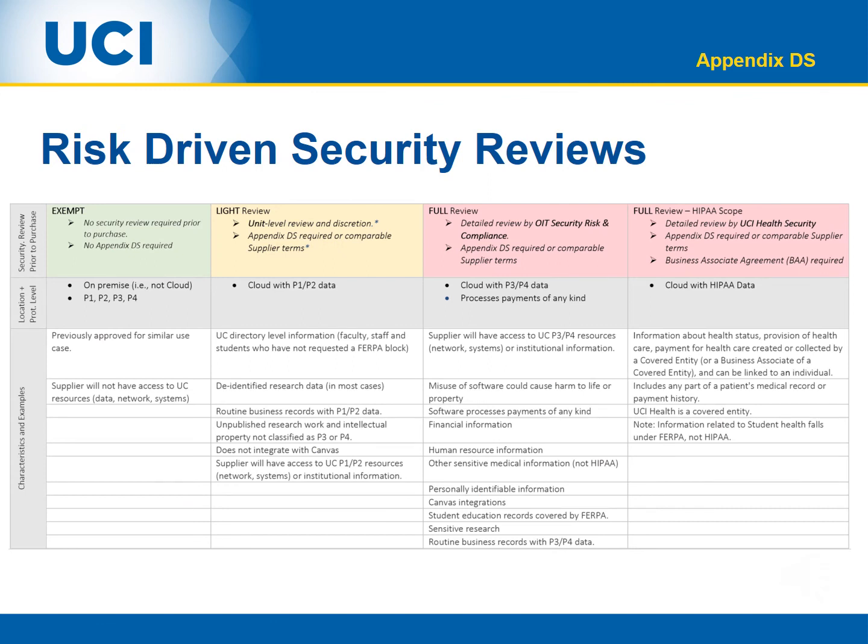I'll just finalize here with this chart of improving Appendix DS. So we're trying to find good ways of communicating to the campus as far as what contracts may be exempt, what may be a light review, what requires a full review, and then the most toxic areas like HIPAA or PCI that might have additional requirements beyond Appendix DS.